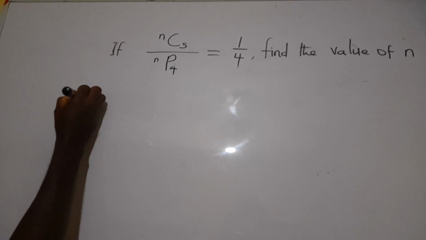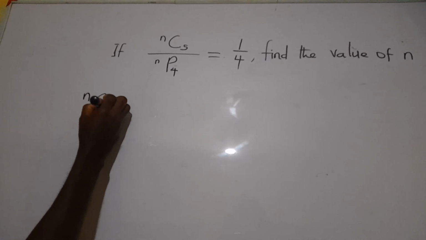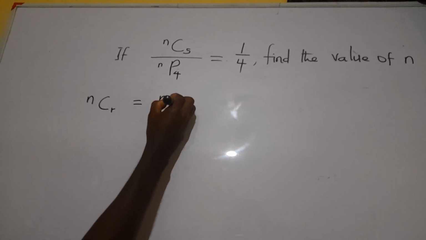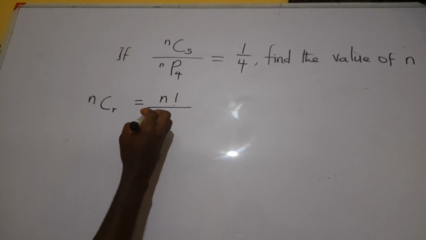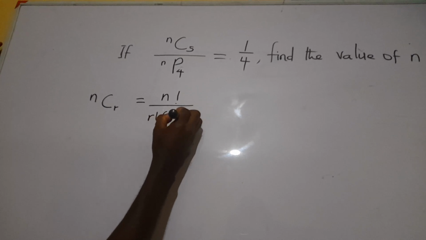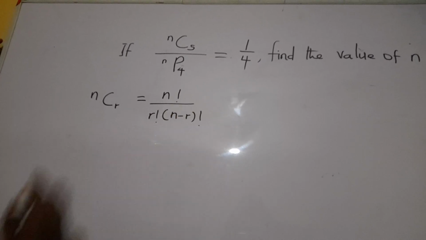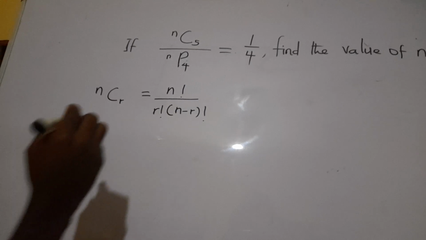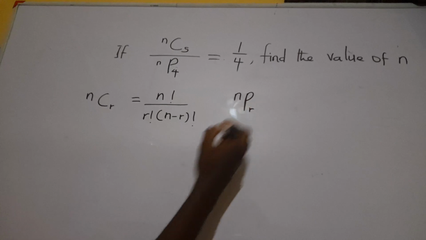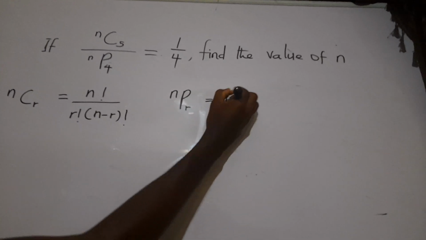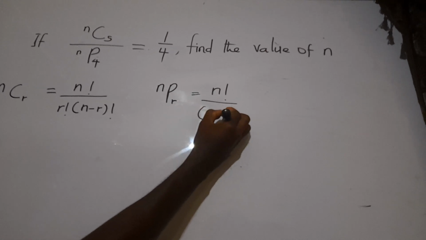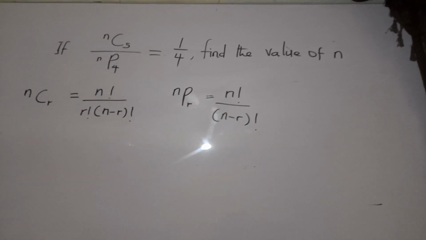If we have nCr, it will be equal to n factorial all over r factorial times (n minus r) factorial. Also, if we have nPr, then it will be equal to n factorial all over (n minus r) factorial.